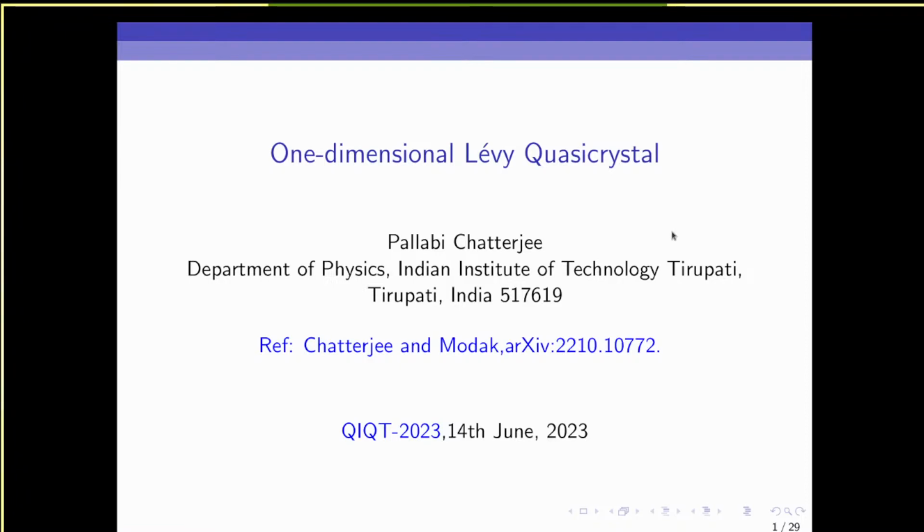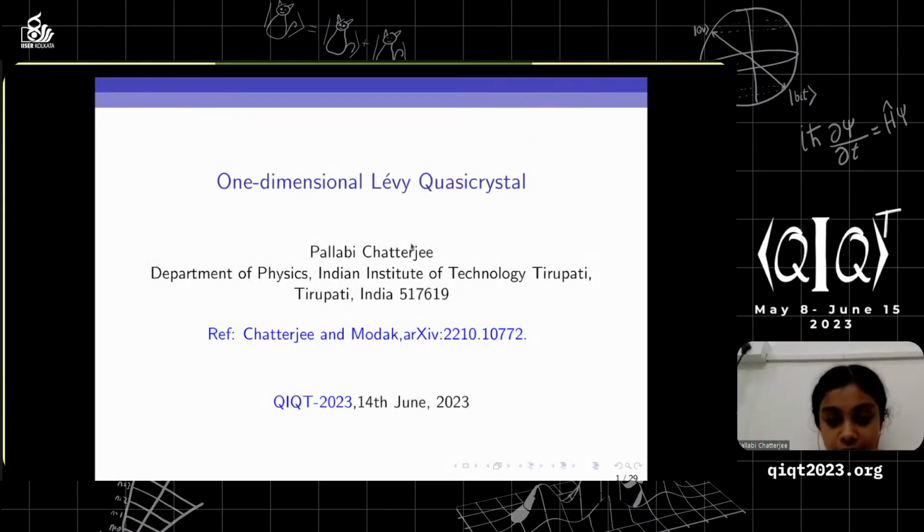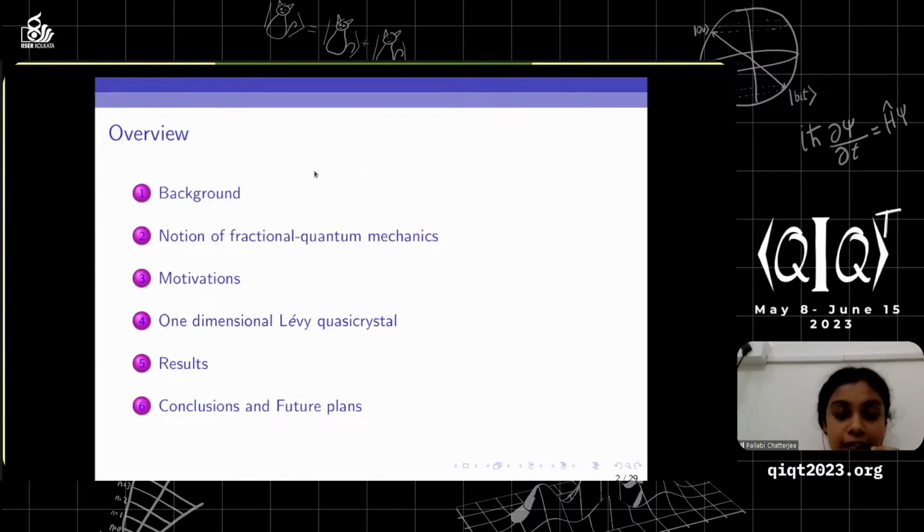First of all, I would like to thank the organizer for giving me the opportunity to present our work here. So today I will present our work, one-dimensional Lebesgue quasicrystal. At first I will give some background, some work which are already in the literature. Then I will talk about the notion of fractional quantum mechanics. Then I will tell about the motivation why we use fractional quantum mechanics. And then I will tell how one can generate Lebesgue quasicrystal using this fractional quantum mechanics. Then I will show some of our results. Then I will conclude stating some future plans.